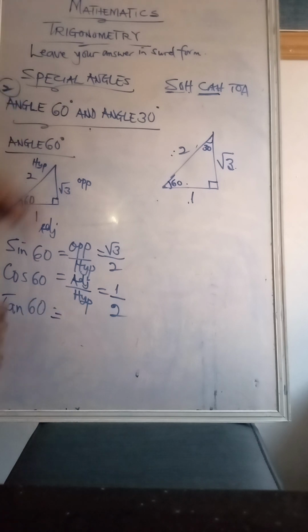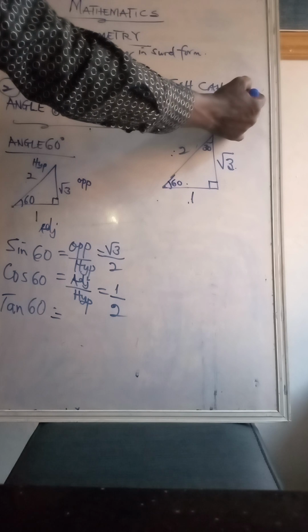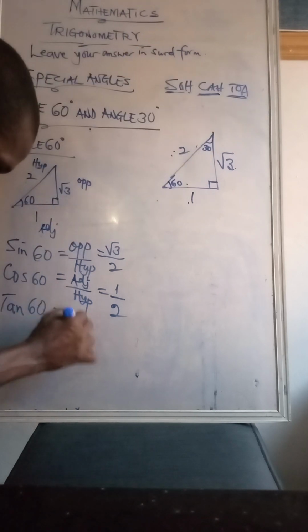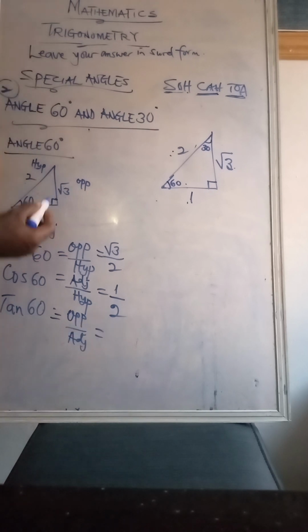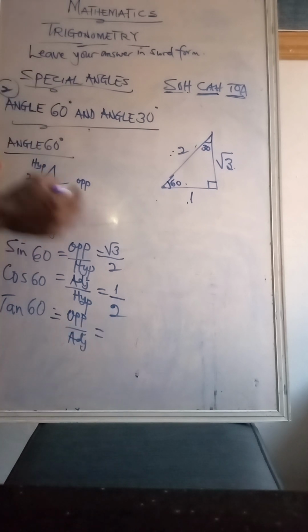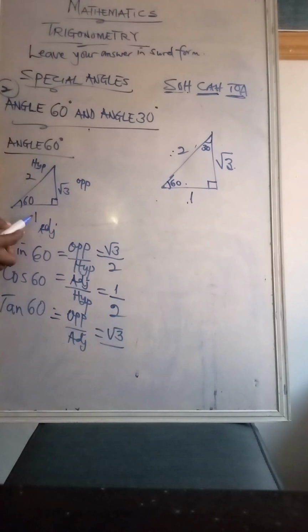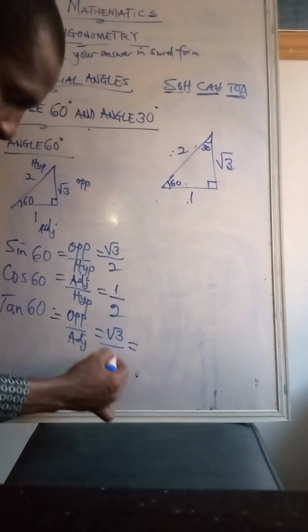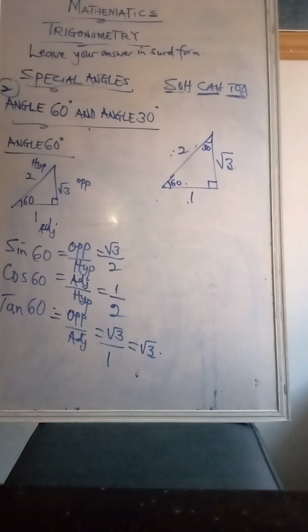Now, tan 60. For tan 60, the formula is TOA, which is opposite over adjacent. So I write opposite over adjacent. So the opposite here is root 3 from the diagram, while the adjacent is 1. So root 3 over 1 will give us root 3.